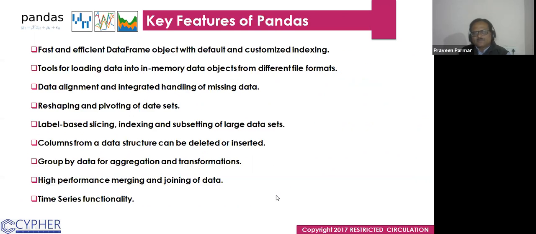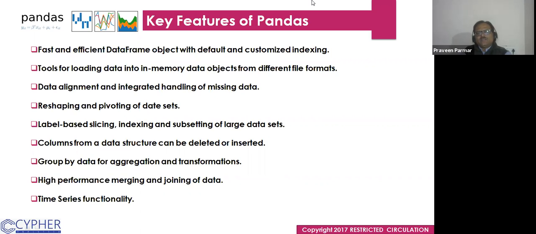And then I will explain the fast and efficient key features of Pandas. Object and default and customizing indexing. We could customize the index also. Generally the index starts with 0, 1, 2, 3. You could customize it from 40 if you want to. It should start from 40, 41, 42. You could customize it. Tools for loading data into in-memory data objects from different file formats.